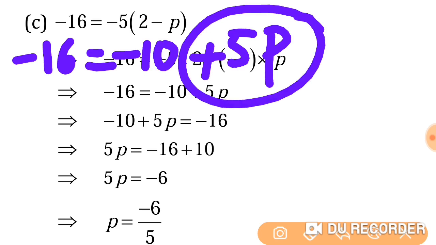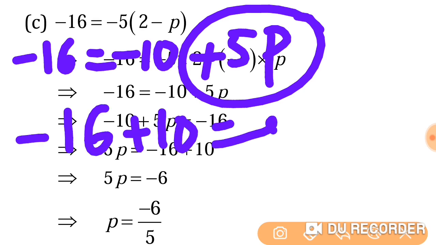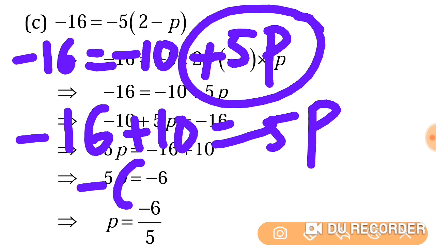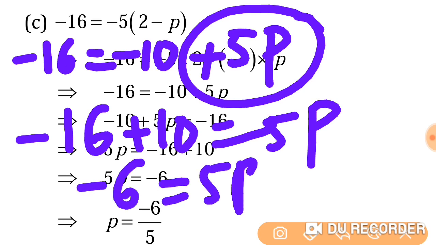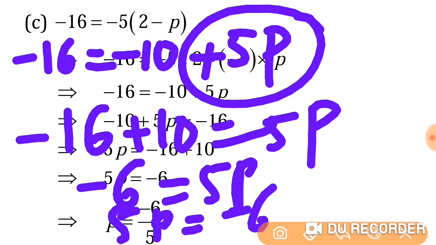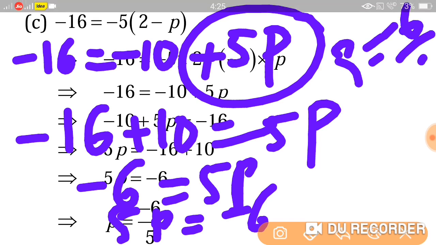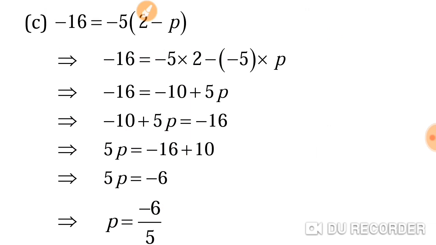So minus 10, bring this side, it becomes plus 10. So 5p as it is. So minus 16 plus 10 is minus 6 is equal to 5p. So I may write 5p is equal to minus 6. Both meanings are the same, as I just said. Then p is equal to minus 6 by 5. So transfer the 5 to this side. So it becomes the same answer.